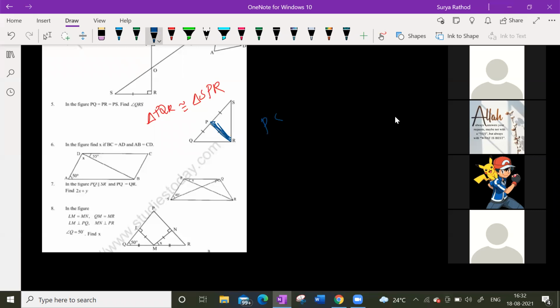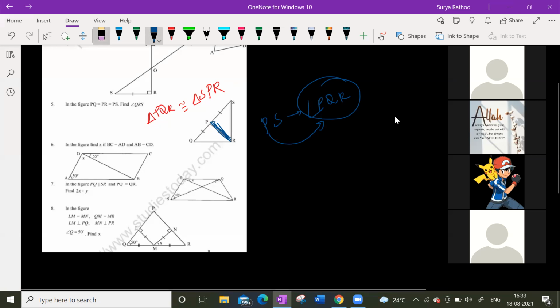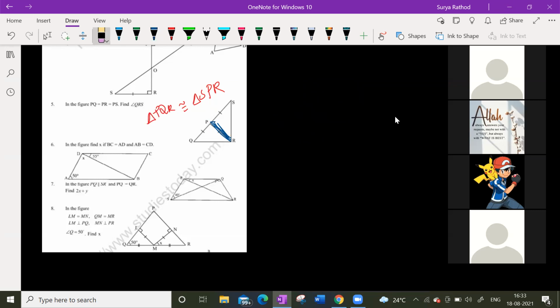So here PS is bisecting angle PQR. By the angle bisector definition, that is the concept. So it clearly says that by using this, angle QRS gives me what? A right angle, which means 90 degrees. Clear? Tell me what I explained now.